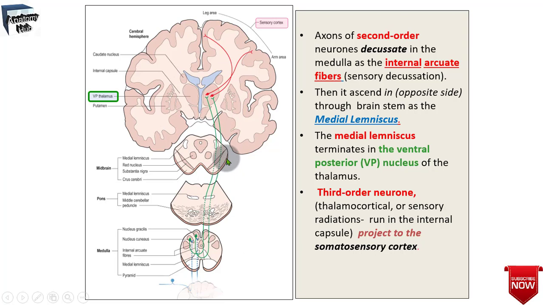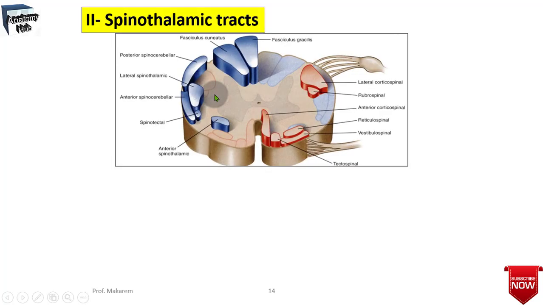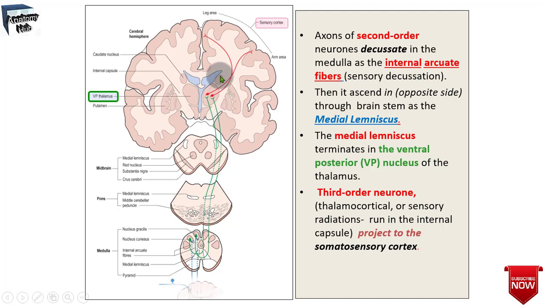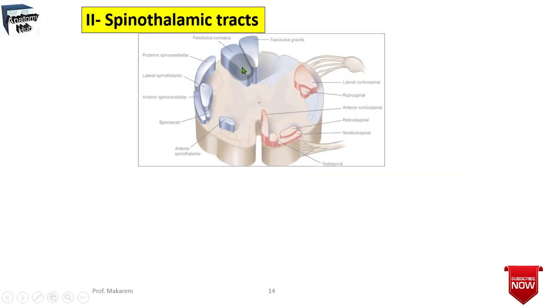lemniscus, and the medial lemniscus terminates in the ventral posterolateral nucleus of the thalamus, and the third order neuron of the thalamus ascends upward as the thalamocortical or the sensory radiations run in the internal capsule, and that projects towards the somatosensory cortex.